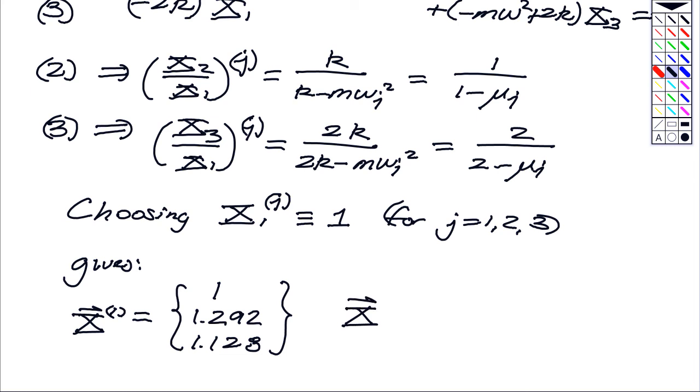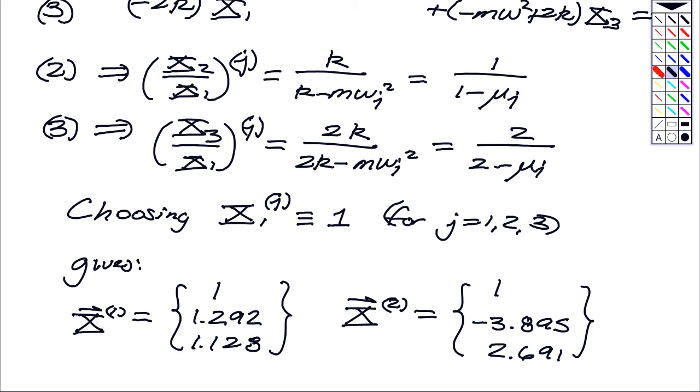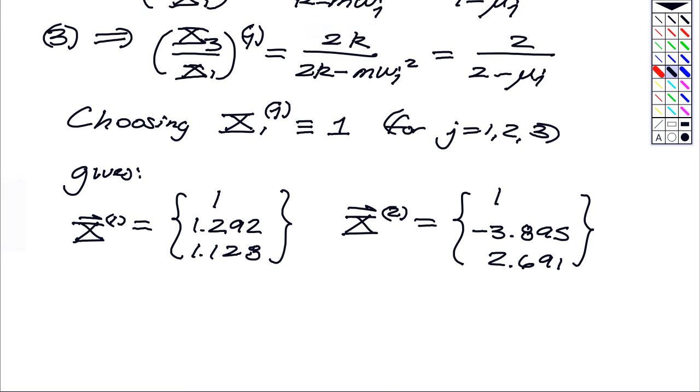The second mode, again, I chose the first position to be a 1, minus 3.895, 2.691. And then the third mode, with the first position being a 1, as with the other two, becomes 1, minus 0.397 and minus 1.318.